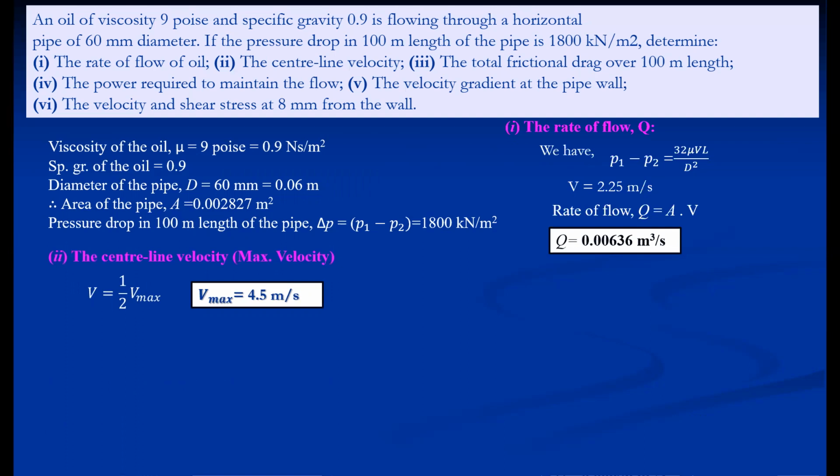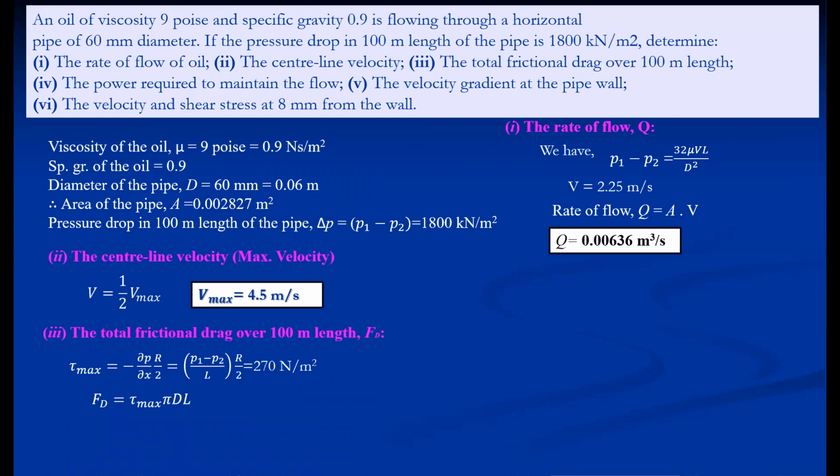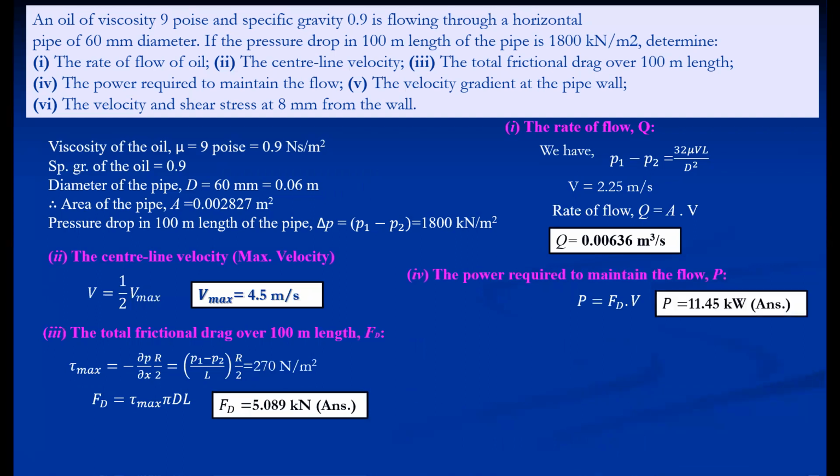So that part we have not considered here, but with the help of Vmax also we can obtain the mean velocity, and with the mean velocity we can obtain the Vmax value. Then the total frictional drag we can obtain first by calculating the maximum shear stress, which is at the wall, multiplied by area. So that is the drag force. And finally, we can calculate the power also. Power is 11.45, that is drag force into velocity.